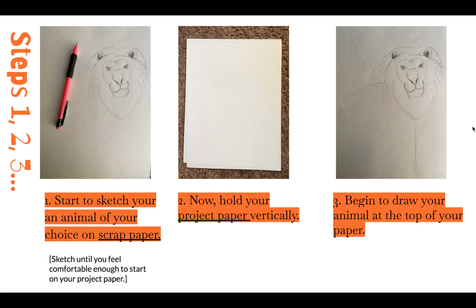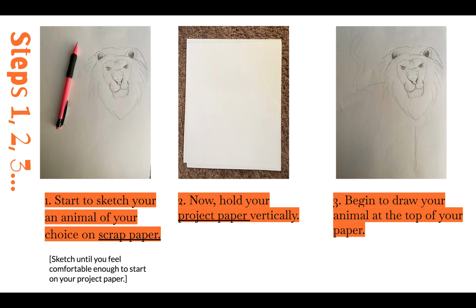All right, so now for the steps of the art assignment. For the first step, I want you to start to sketch your animal of your choice on a scrap paper or in your sketchbook. Sketch until you feel comfortable enough to start on your actual project paper. All right, step 2. Now, hold your project paper vertically, up and down, so that when you draw the really long legs of the animal, you'll be able to fit its entire body on the page.